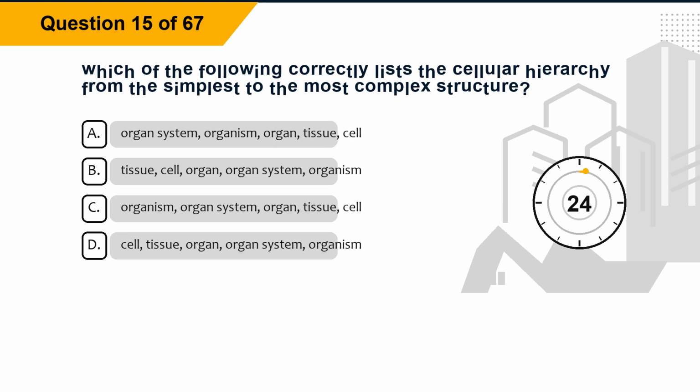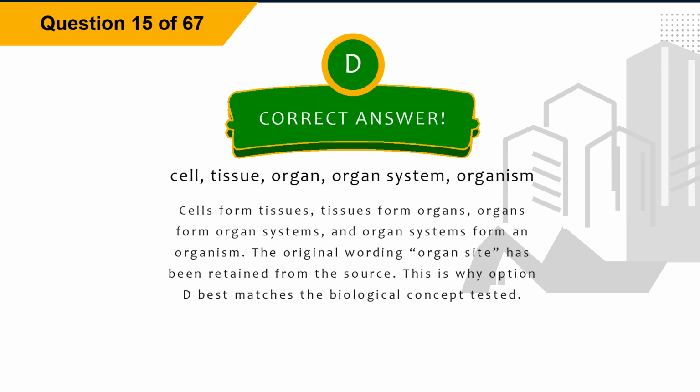Question 15. Which of the following correctly lists the cellular hierarchy from the simplest to the most complex structure? Option A, organ system, organism, organ, tissue, cell. Option B, tissue, cell, organ, organ system, organism. Option C, organism, organ system, organ, tissue, cell. Option D, cell, tissue, organ, organ system, organism. The correct answer is option D, cell, tissue, organ, organ system, organism. Explanation: cells form tissues, tissues form organs, organs form organ systems, and organ systems form an organism. The original wording has been retained from the source. This is why option D best matches the biological concept tested.